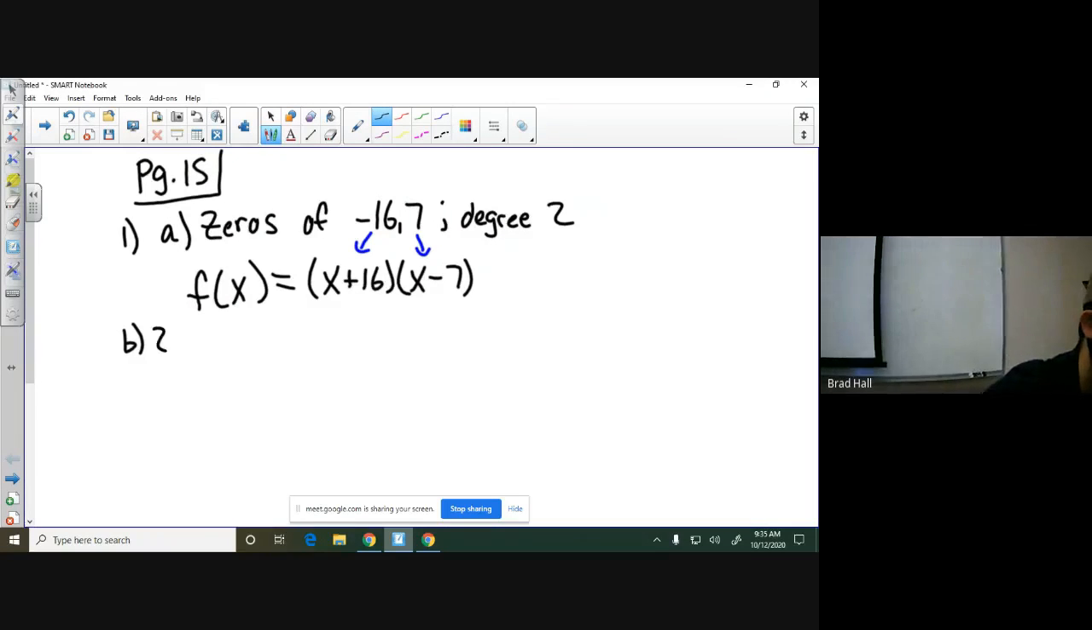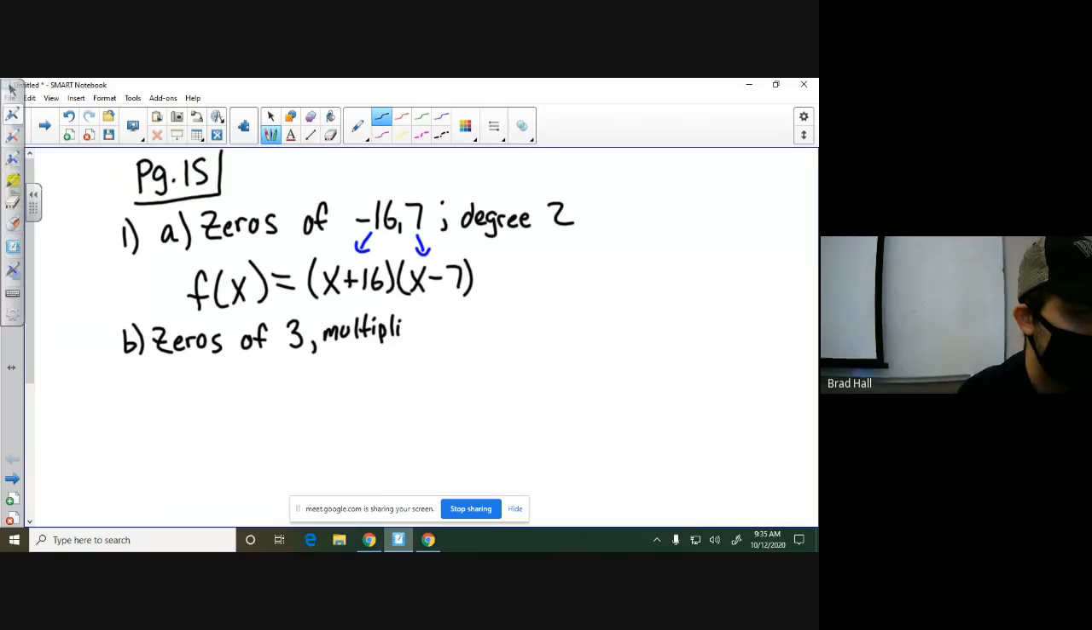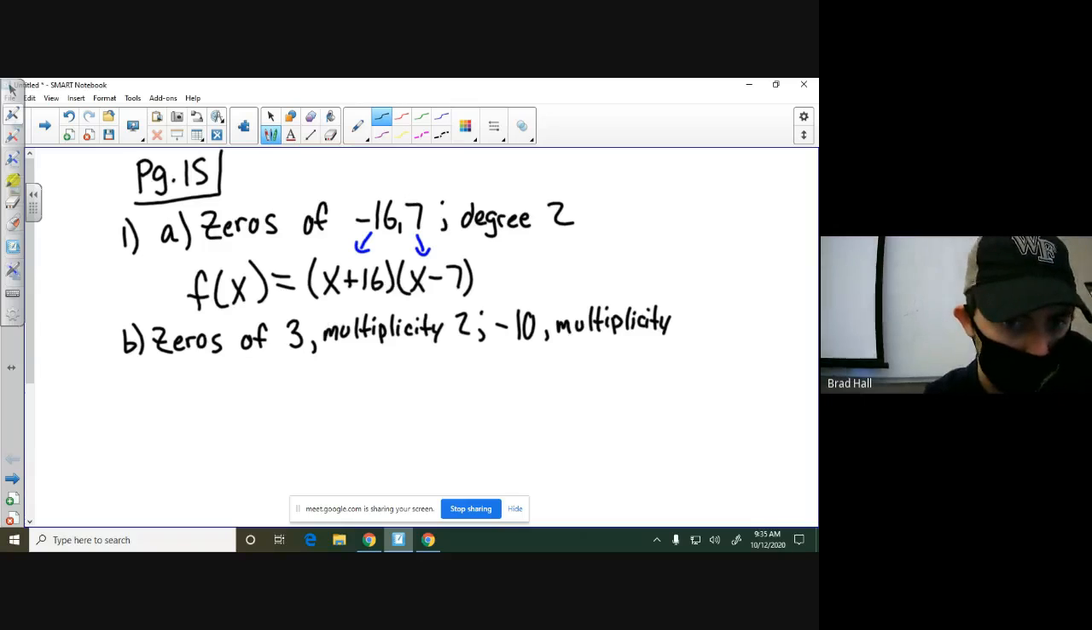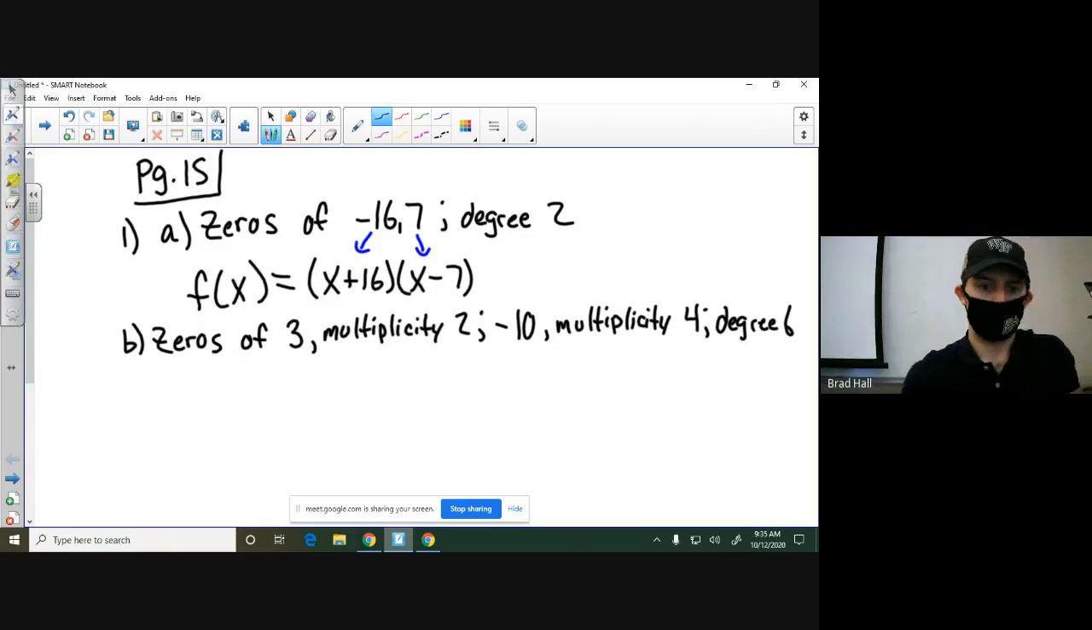Part B, it goes on to ask for the zeros of 3, and it gives us a multiplicity of 2. And it also gives us a 0 of -10 with a multiplicity of 4. And then it tells us the degree is 6. So again, the degree is just redundant. It's just verification information.